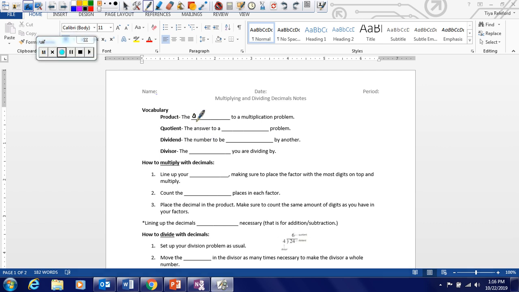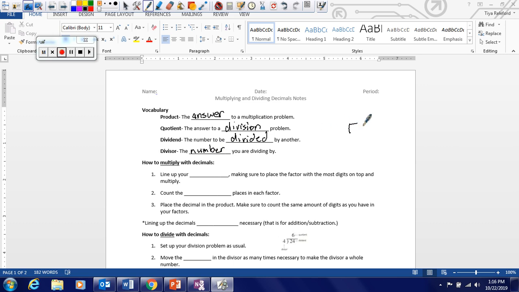is the answer to a multiplication problem. Quotient is the answer to a division problem. Dividend is the number to be divided. And divisor is the number you are dividing by.